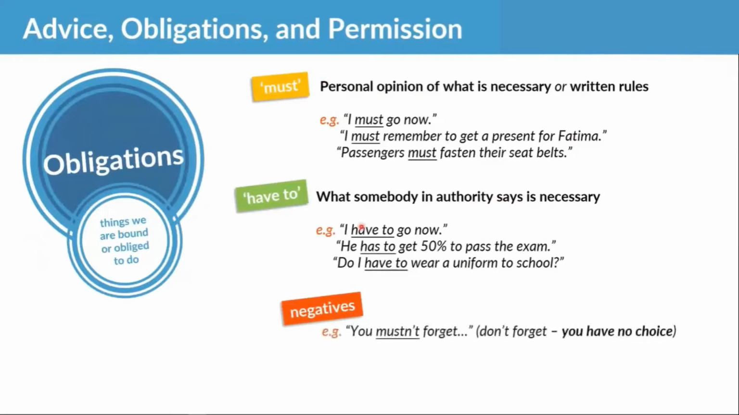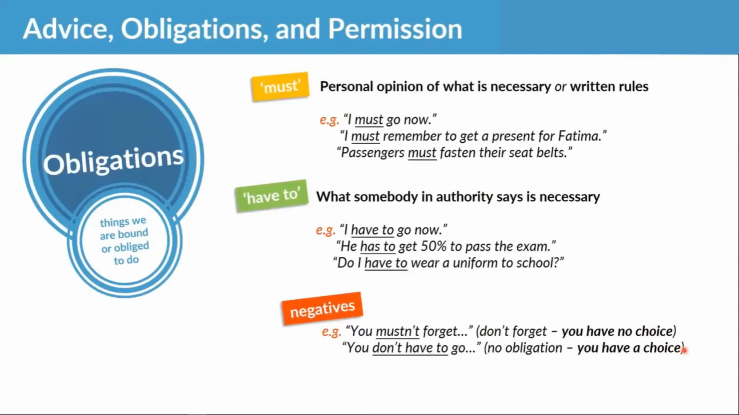Now, look at this. You mustn't forget. What that means is, don't forget. You have no choice. You don't have to go means there's no obligation. You have a choice. So look at the difference between the negatives. There's a big difference. In the positives, we can use one or the other when we're talking. In the negatives, they have a very different meaning. You mustn't forget means you have no choice. But you don't have to go means you have a choice.